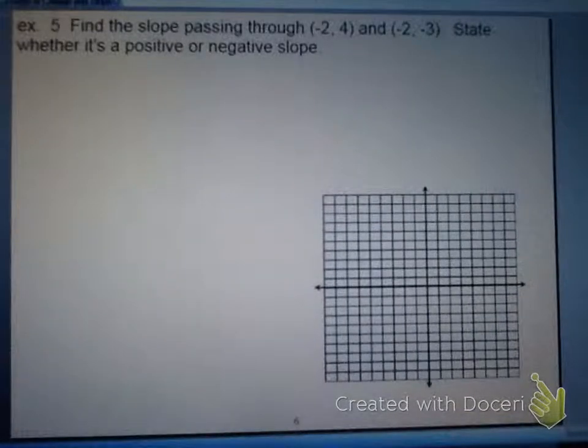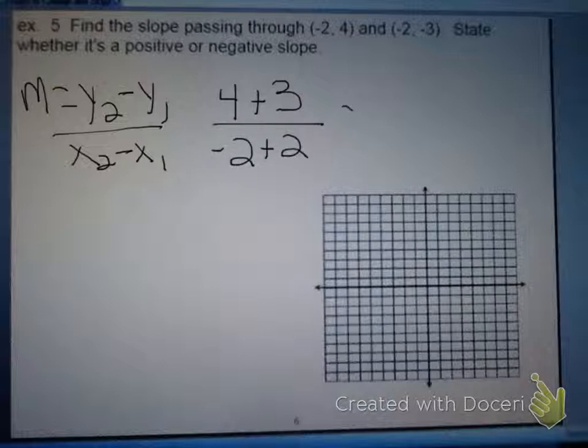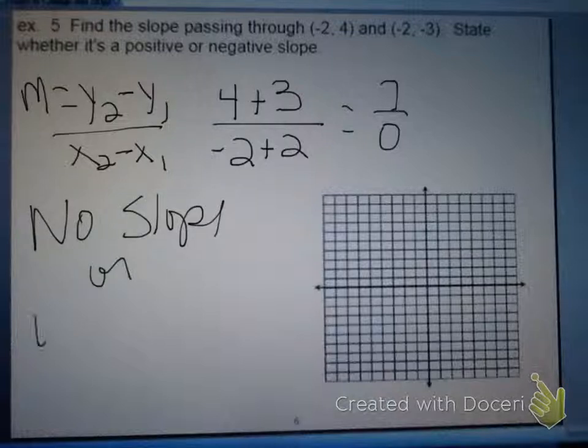Example 5. If we're going to find the slope, m is equal to y2 minus y1 over x2 minus x1. Okay, my y2 is going to be 4 minus a negative 3, which is plus 3, over negative 2 minus a negative 2, which is plus 2. So that's 7 over 0. If we leave it 7 over 0, it will be wrong. The answer is no slope, or you could say undefined.